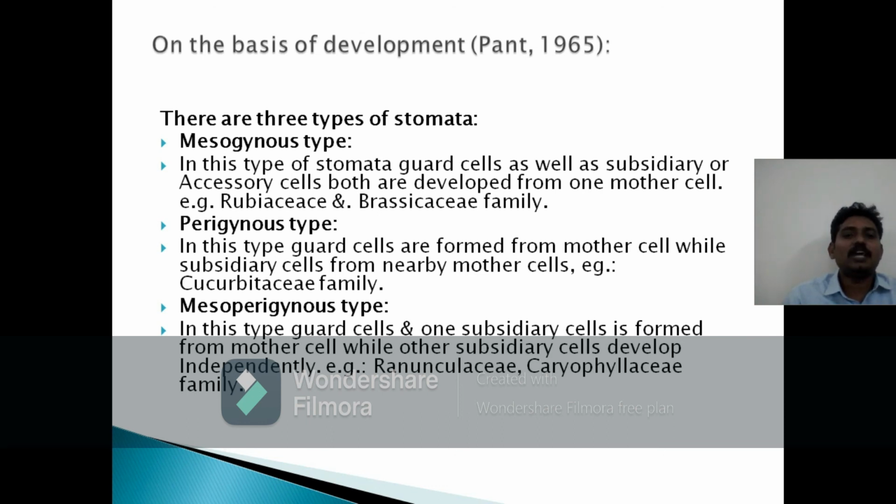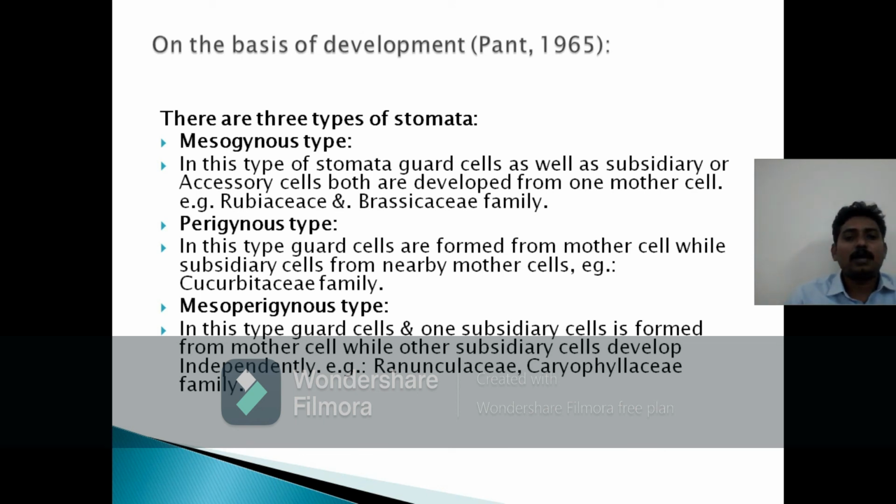In this type of stomata, the guard cells as well as subsidiary cells or accessory cells both develop from only one mother cell. Examples are Rubiaceae as well as Brassicaceae families, which show this type of stomatal development. This is the mesogenous type of stomatal development, where guard cells and subsidiary cells both develop from only one mother cell.